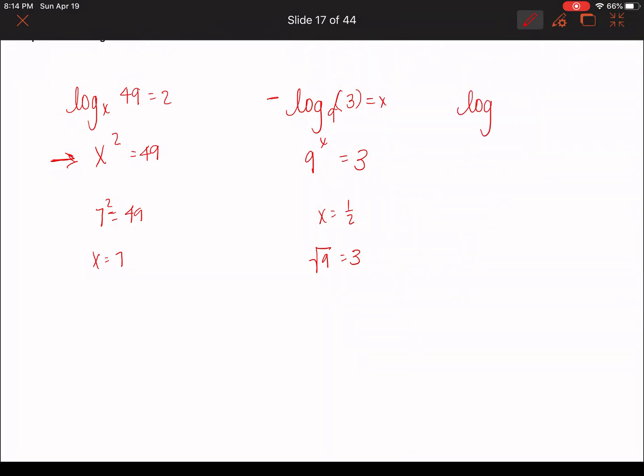Log. Okay, so same thing, I just have to swap it. There's no base written, so I understand that the base is 10. I could write a 10 here if I needed to. What is touching the 10? What is paired with the 10? 100. So that means 100 cannot be paired with 10. What's the only other number that can be paired with 10? X. So what is the only other spot that 100 can go to? Here, right? And what can we raise 10 to equal 100?